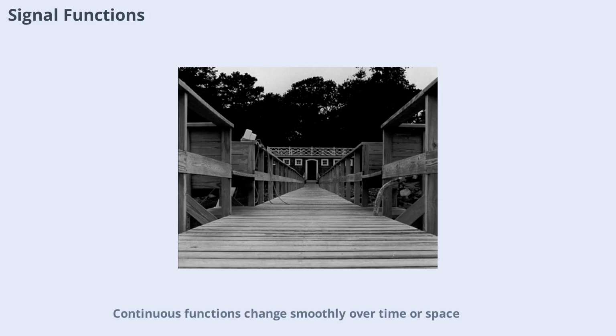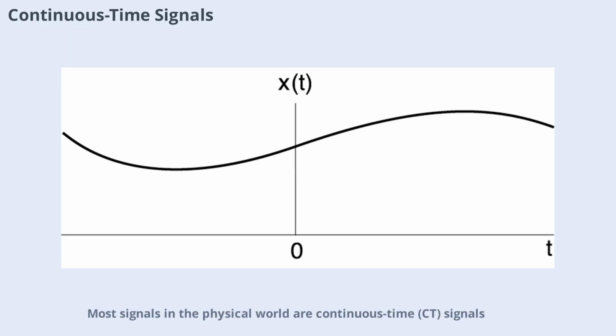There are many types of functions that can describe signals. Continuous functions change smoothly over time or space, while discrete functions jump from one value to another. Random functions introduce unpredictability, which is common in biological and environmental signals. Understanding these different types of functions helps engineers choose the right tools and techniques for analyzing and processing signals in various applications. Most signals in the physical world are continuous time (CT) signals.